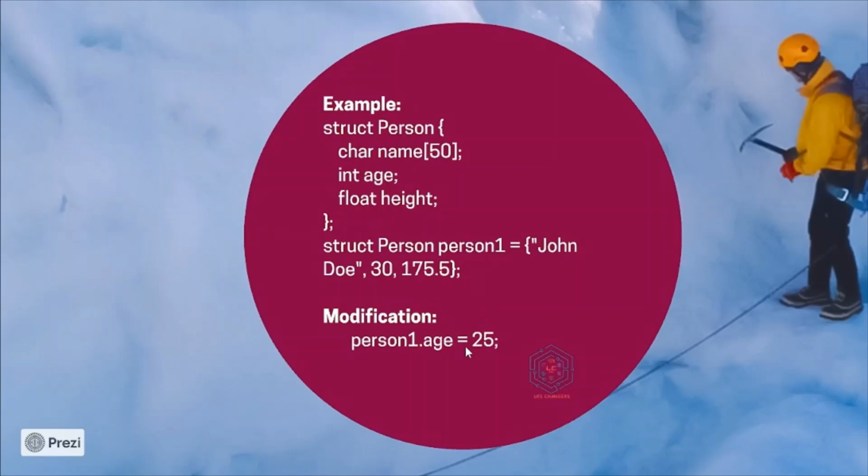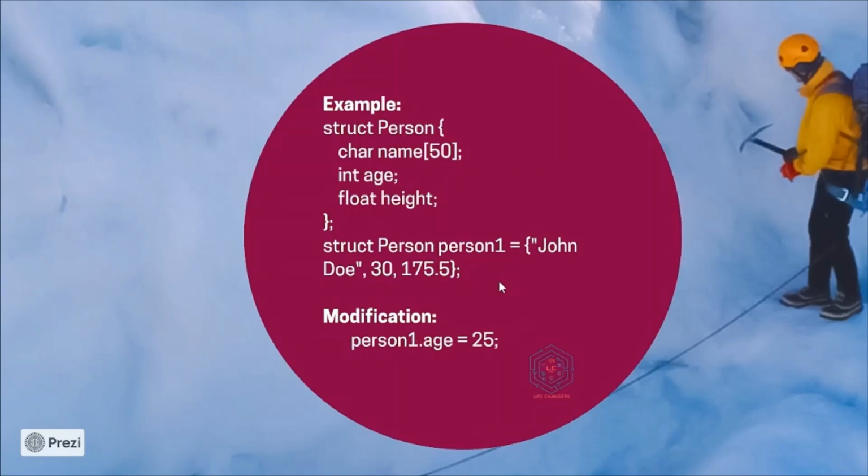If we want to make any modification to the person's age, then we can call the variable person1, and then the member we have to change is age, right? So using the dot operator we can change the age. If we do that, the age 30 will be changed to 25. This is how structures work.